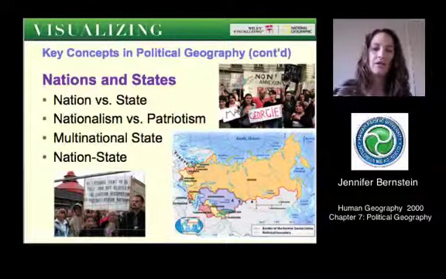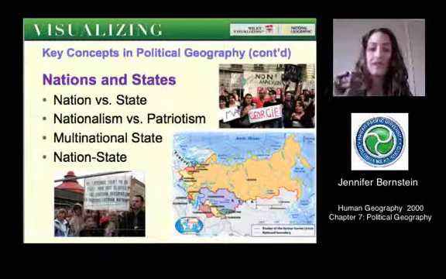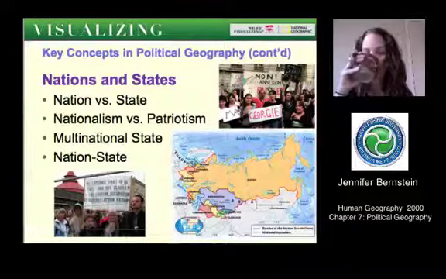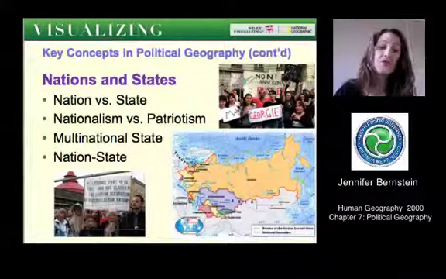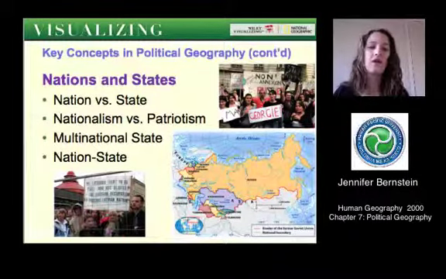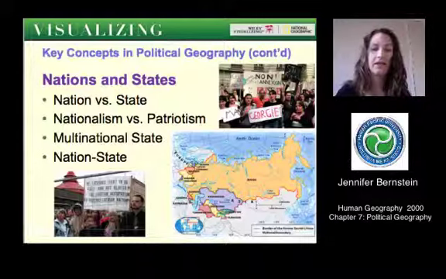A state is the boundaries that are drawn on paper, whereas the nation is the group of people who have the identity that's rooted in a place and various common social, historical, and political factors that unite them. So a multinational state is when a population consists of two or more nations. This includes places like Brazil, China, and Canada.